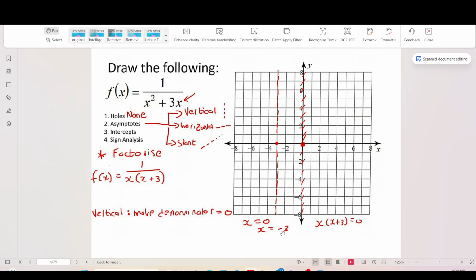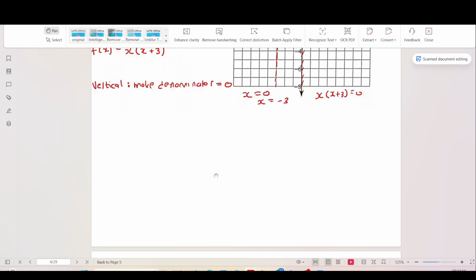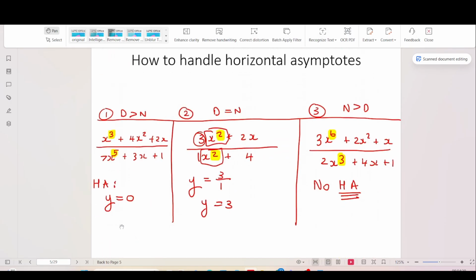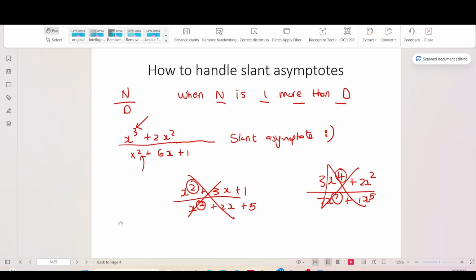Like here, x is 0 and negative 3, if you set it equal to 0. Because the denominator degree is greater than the numerator degree, here the horizontal asymptote is y equals 0, right? And what about the slant asymptote?